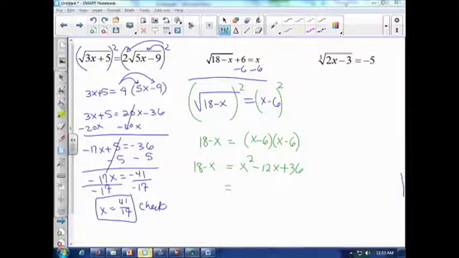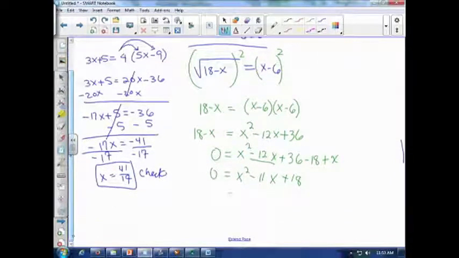Since it's a second degree quadratic equation, we're going to put everything on one side. So I'm leaving this side here, and I'm subtracting 18 and adding x. So I can have this side 0, because I'm going to solve the quadratic equation by factoring. Let's combine like terms. Negative 12x plus x is negative 11x. And then 36 minus 18 is plus 18 equals 0.